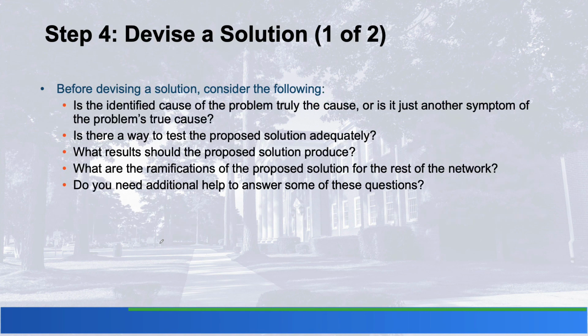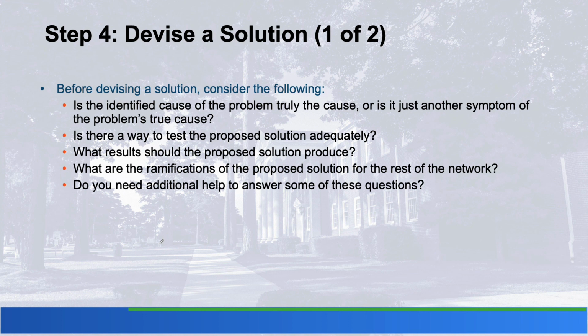Once you decide on what is causing the problem, how should you fix it? Right. Is the identified cause of the problem truly the cause or just another symptom? Is there a way to test the proposed solution adequately? What results should the proposed solution produce? So we want to know what success looks like before we test a solution. What are the ramifications of the proposed solution for the rest of the network?